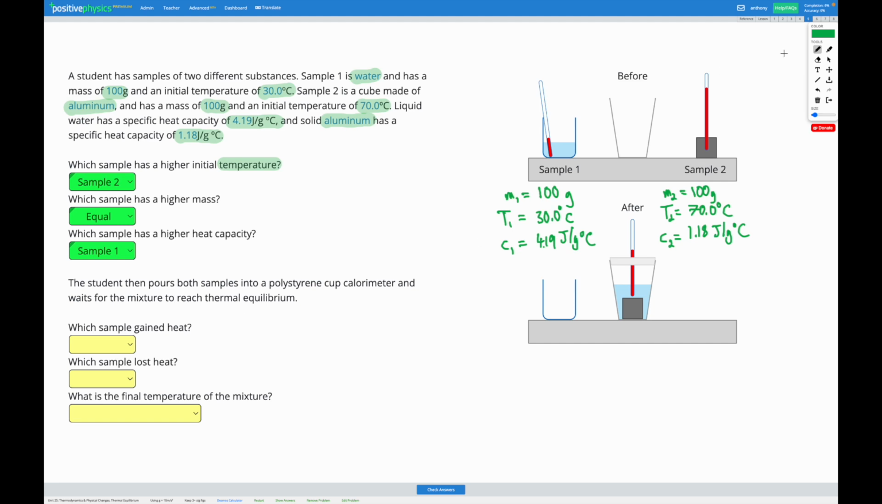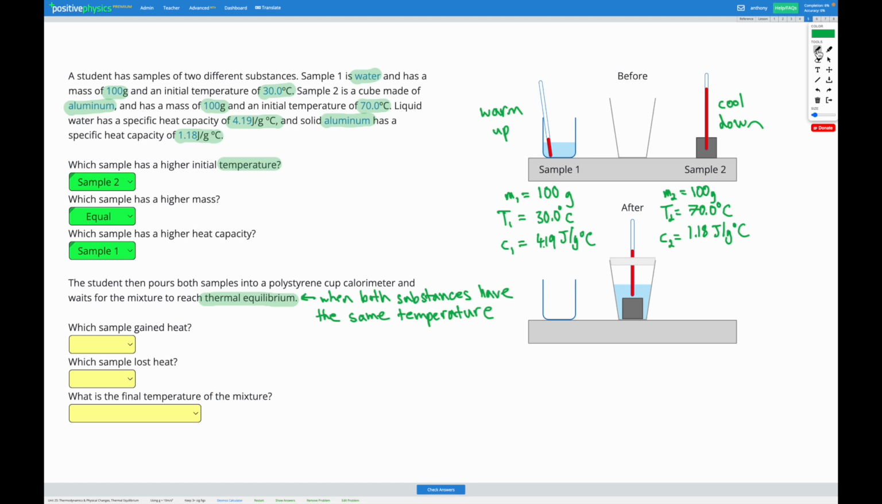We then wait for the mixture to reach thermal equilibrium. So what that means is that our cooler sample is going to increase in temperature and our warmer sample is going to decrease in temperature until they have the same temperature as each other. That's what thermal equilibrium means. So in this question, sample 1 is only 30 degrees C, that's cooler. Sample 2 is 70 degrees C, that's warmer. So the cooler sample, sample 1, is going to warm up. And the warmer sample, sample 2, is going to cool down until they have the same temperature as each other.